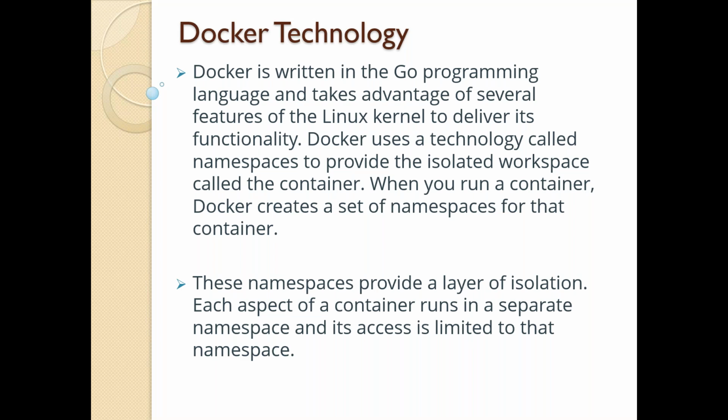Docker technology is written in the Go programming language. It takes advantage of several features of the Linux kernel to deliver its functionality. So the Docker daemon always runs only on Linux. Okay, even though we install Docker on Windows, there is a small virtual kernel that is installed, and on top of that only Docker will be running. Okay, when you run a Docker container, Docker creates a set of namespaces for that container. If no namespace is given, a default namespace will be taken. These namespaces will provide a layer of isolation. Just as I told you, you can have your namespaces as dev s1, uat s1, and prod s1.